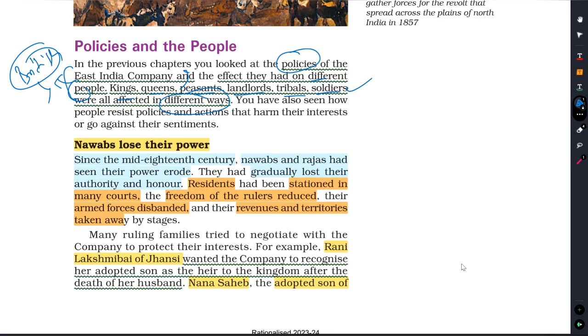Now let us see the reasons one by one which led to the rebellion of 1857. This is also called the Sepoy Mutiny. This rebellion is also called the Sepoy Mutiny of 1857.